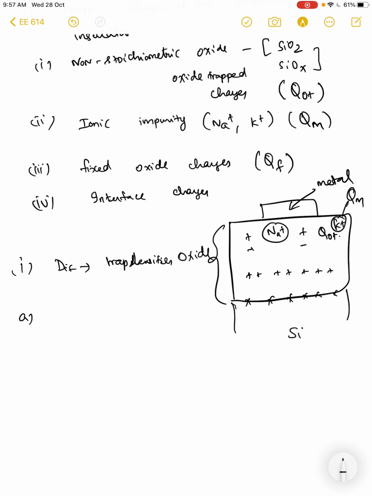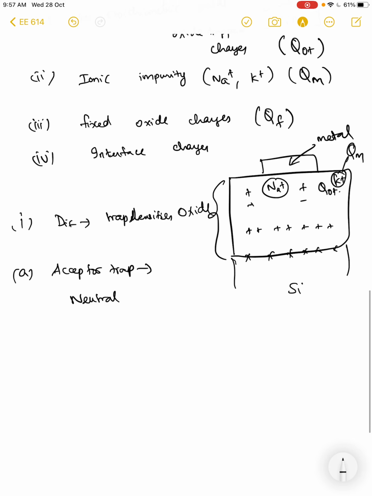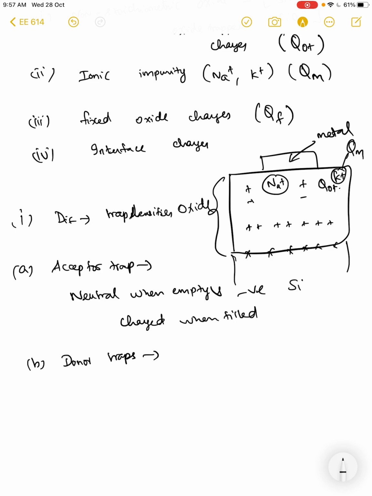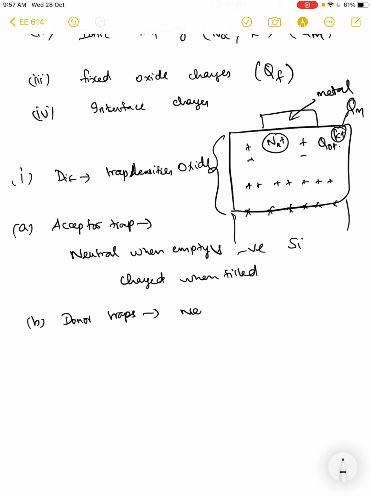So it is called an acceptor trap when it has these characteristics. It is neutral when empty and negatively charged when filled. The second one is called a donor trap, which is neutral when filled and positively charged when empty.